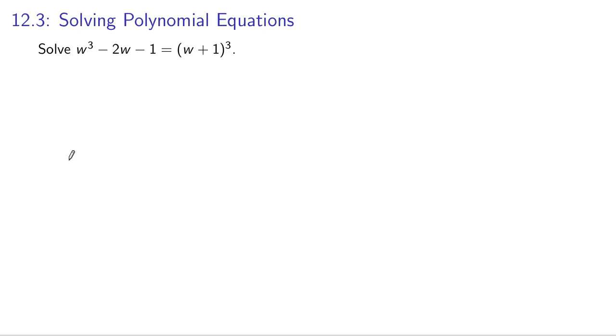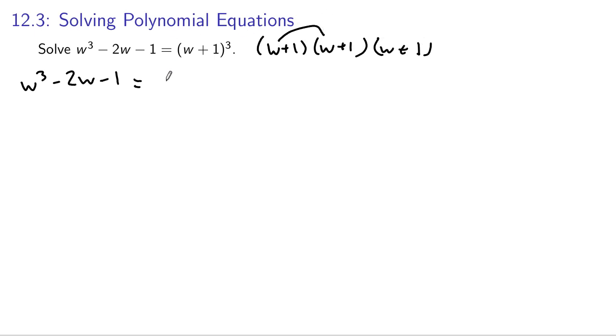Now let's solve a more complicated polynomial equation. At first hand, this looks like a cubic equation we're not going to be able to solve. But let's distribute and see if what we end up with is not cubic or if we can factor it somehow. So w plus 1 cubed means multiply it by itself 3 times, so we have to basically distribute this over itself 3 times. So you'll have w times itself. Maybe let's not skip any steps. We'll just do the quadratic here at the beginning.